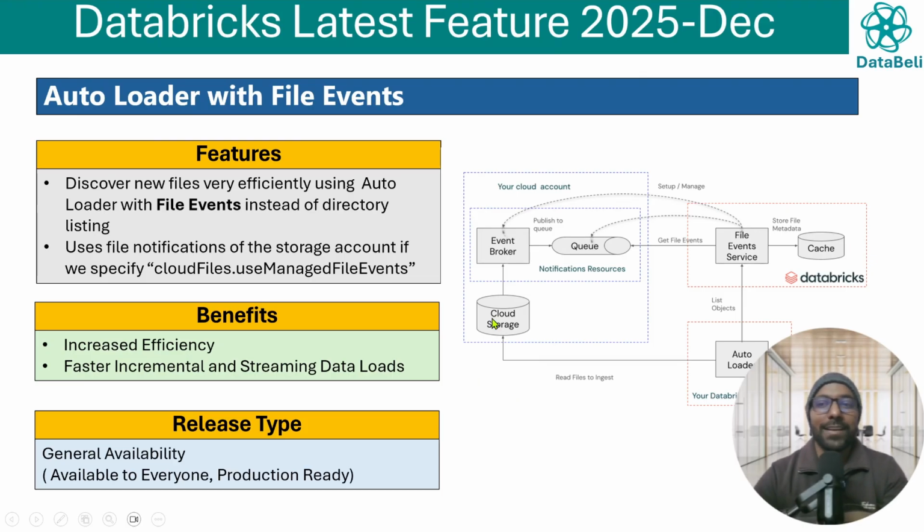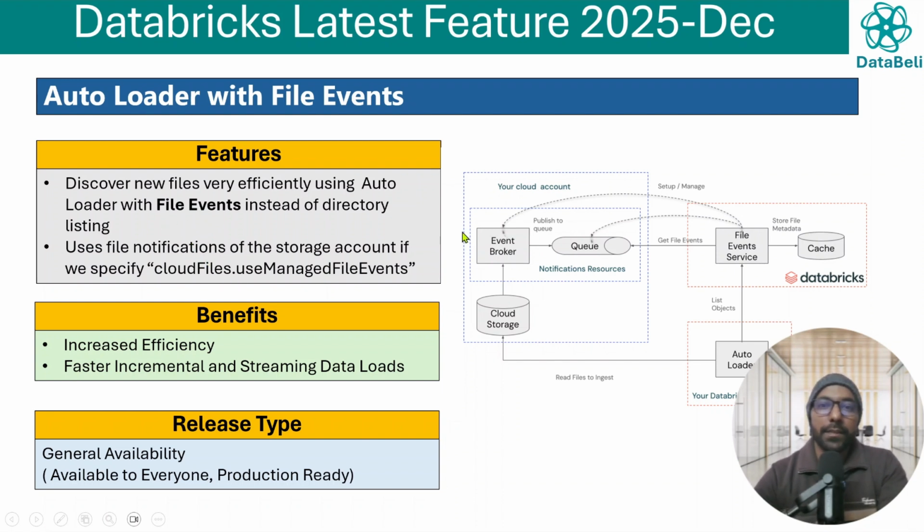Now moving on to the next feature, it is about Autoloader. So Autoloader, we know it already works with Databricks very efficiently, and it is a very widely used feature which is used to detect newly arriving files and then load only the new files into our storage or wherever we want to load. But in this month of December, they have released this feature which can detect those files more efficiently, and it is going to become very fast now.